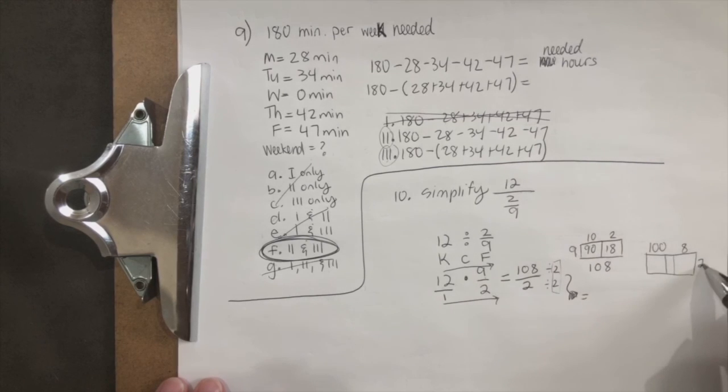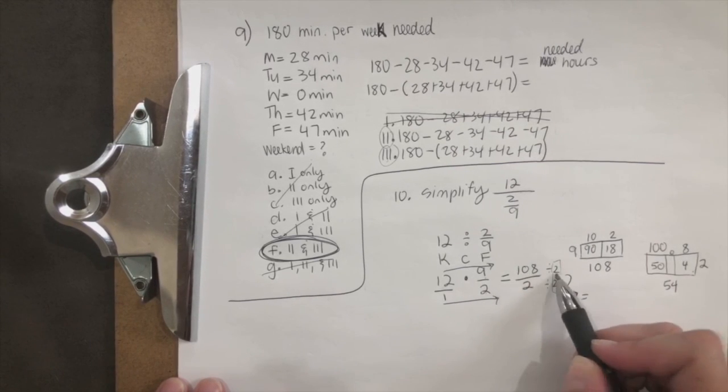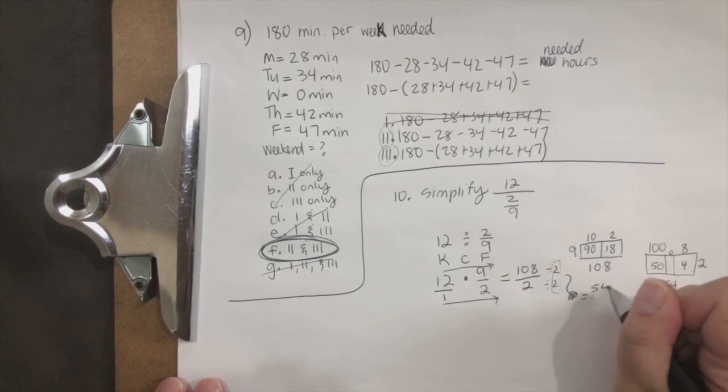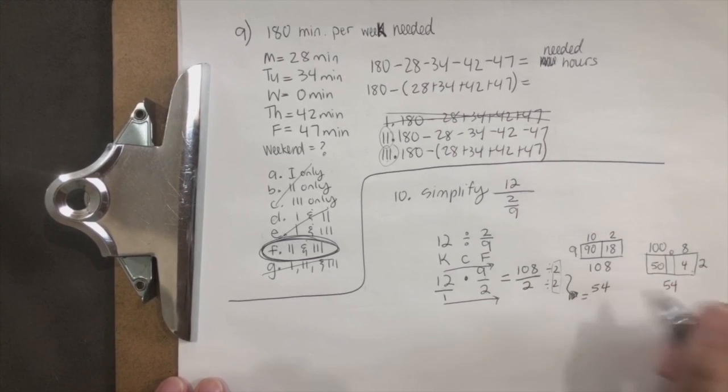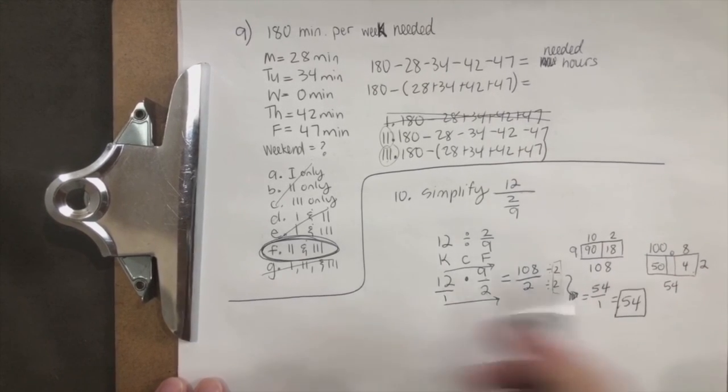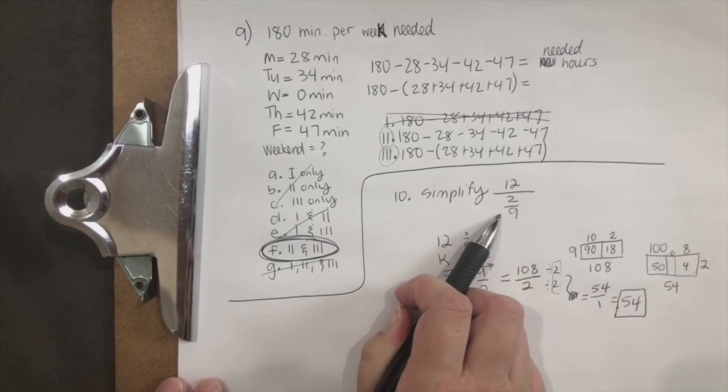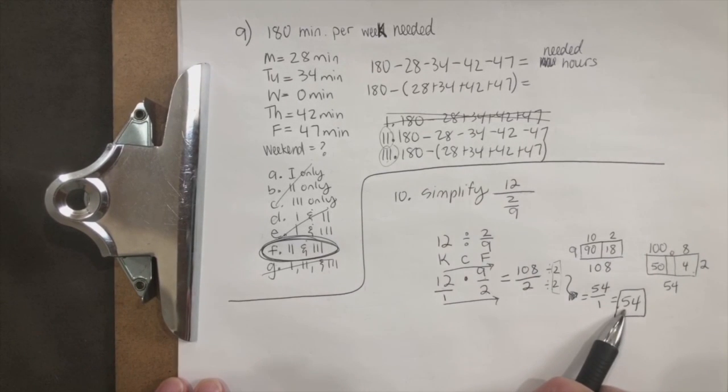Well, 100 divided by 2 is 50. 8 divided by 2 is 4. I have nothing in the tens place, so there's nothing there. And now I add this up. This is 54. So 108 divided by 2 is 54. And 2 divided by 2 is 1. So that's just 54. So my answer for 12 divided by 2/9 is 54.